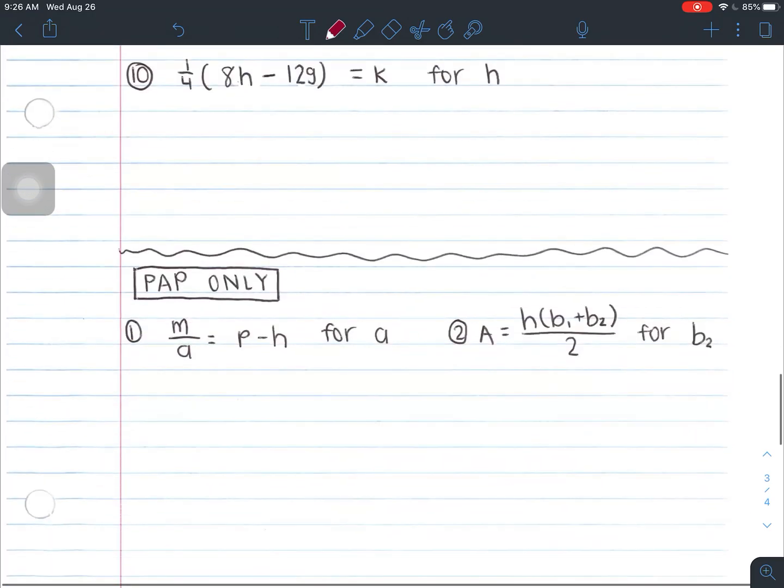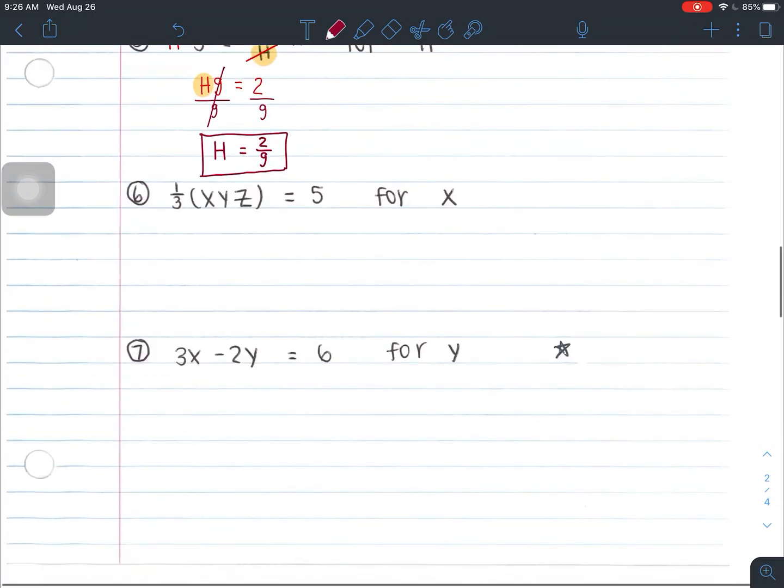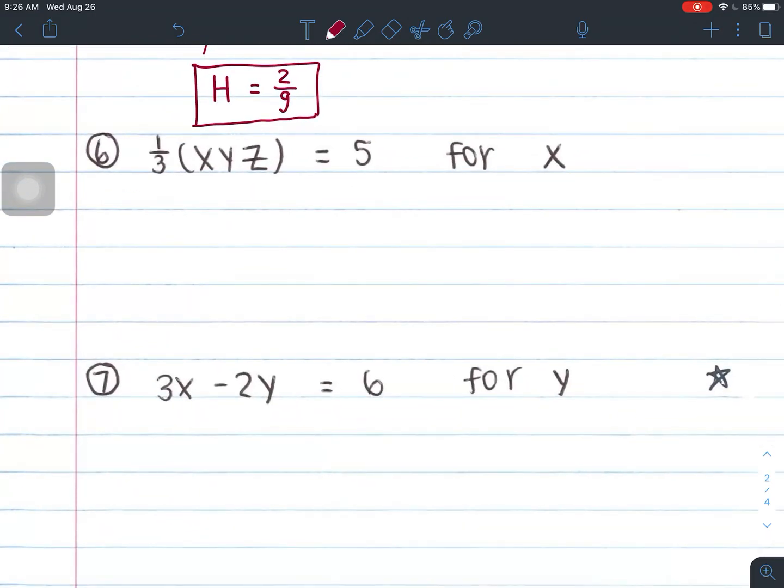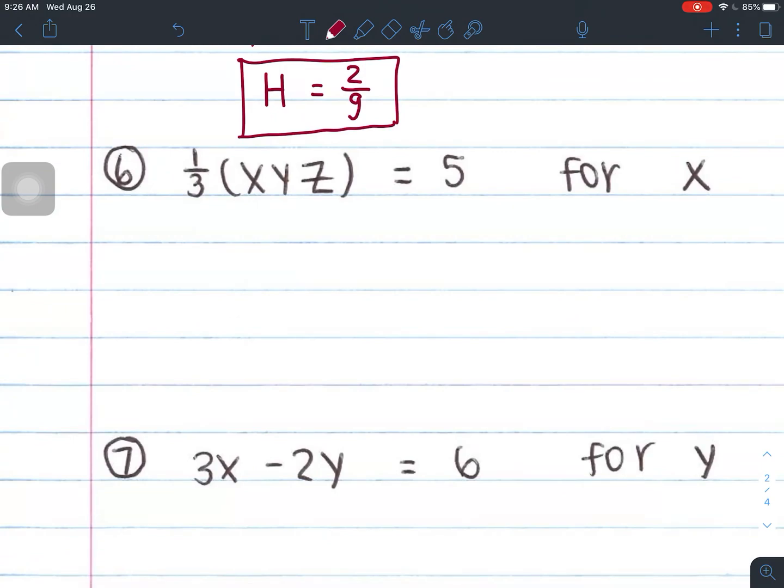And I'm just making sure we have just 2 pages left. So we're actually doing pretty good. And we're almost done with the second page here. So number 6, we have 1/3 times xyz equals 5, and we want to solve for x. Okay, now typically, we see parentheses, we want to get rid of them.